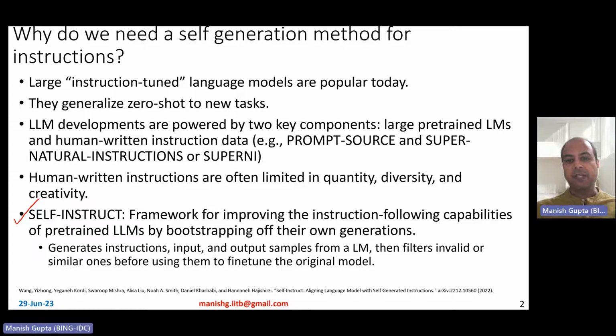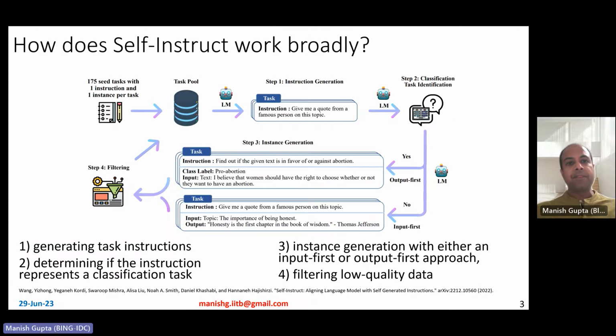It's a framework for improving the instruction following capabilities of pre-trained language models by bootstrapping off their own generations. The aim of self-instruct is to generate instructions, input and output examples from a language model, then filter the invalid ones or similar ones before using them to fine-tune the original model itself. It's called self-instruct because it is more like self-training, right? So essentially, you want to use the same model to generate more instructions, input and output examples, and then, after filtering some of them, you want to use the remaining ones, the good ones, to fine-tune the original model itself.